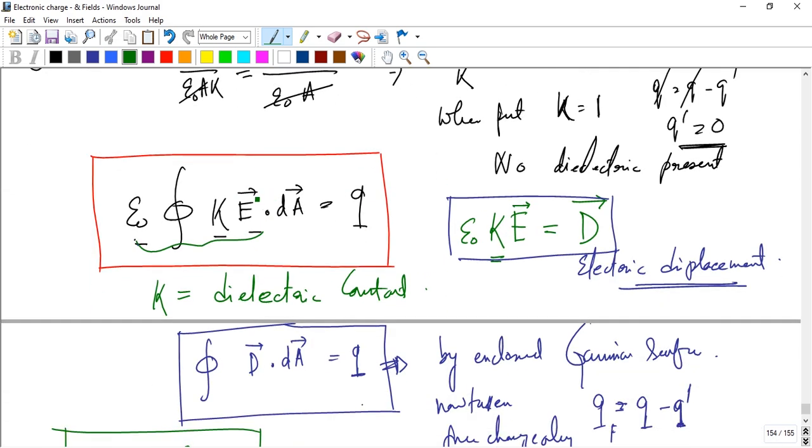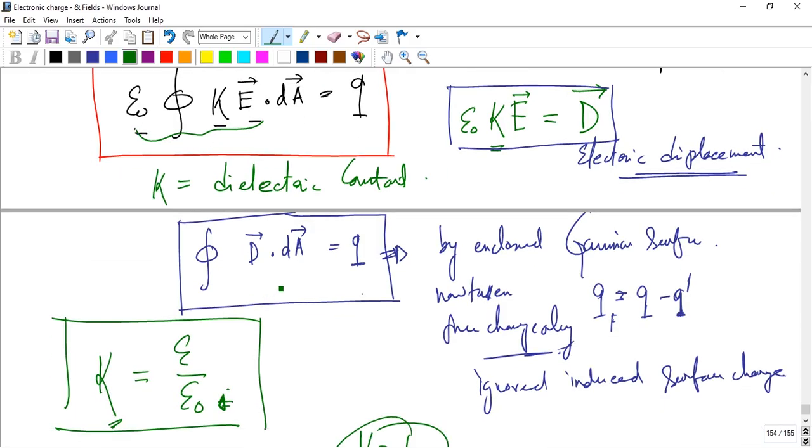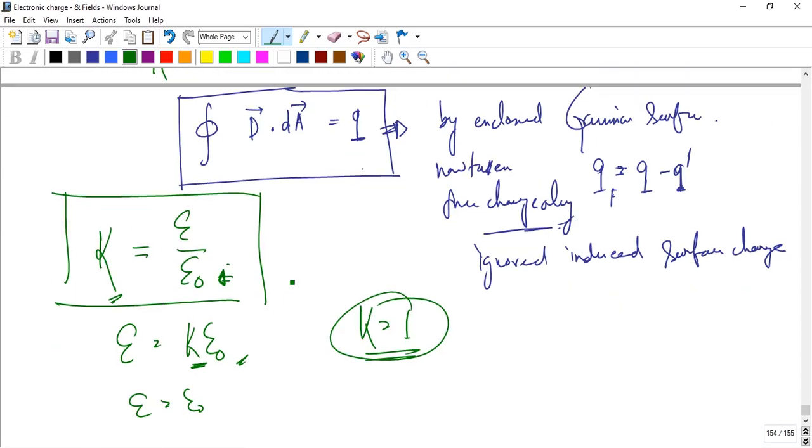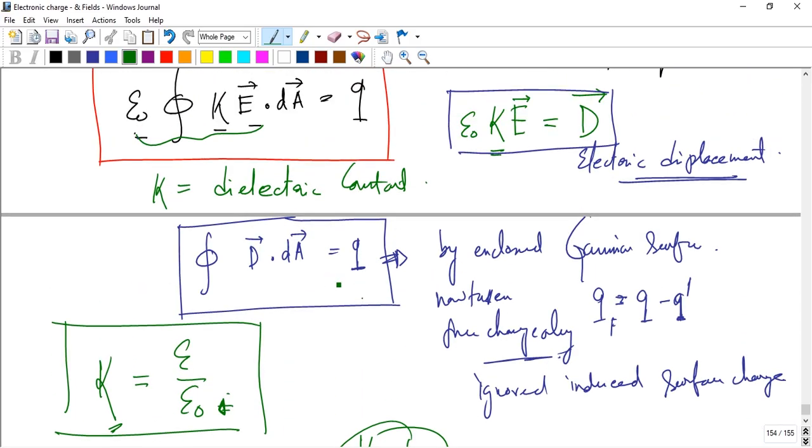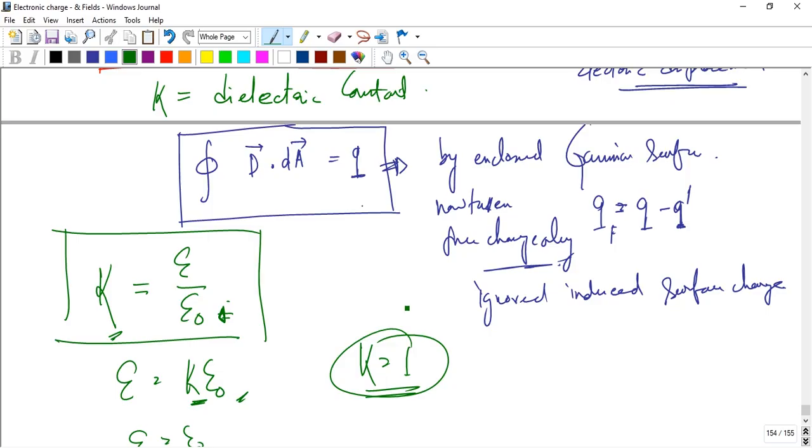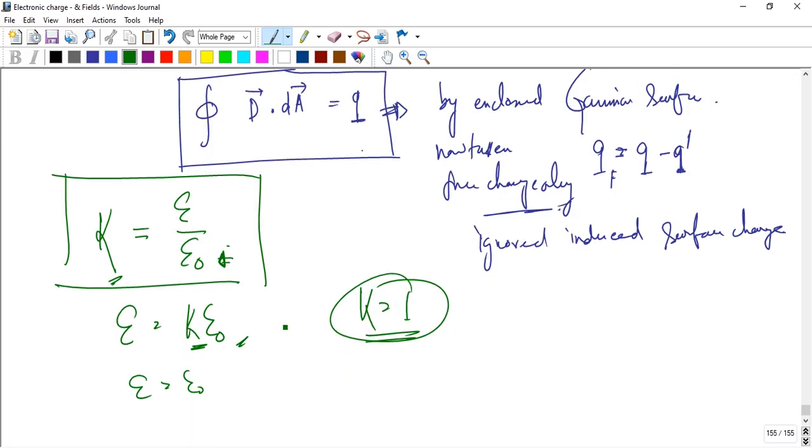So that's the clear concept of what K is, what the dielectric constant is, and what the electric displacement is, which is a vector quantity. K equals epsilon by epsilon naught, and K equals 1 when there is no dielectric slab, since the permittivity is then the same as that of free space.